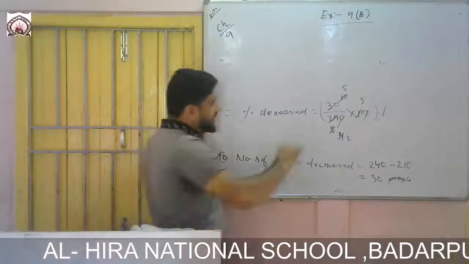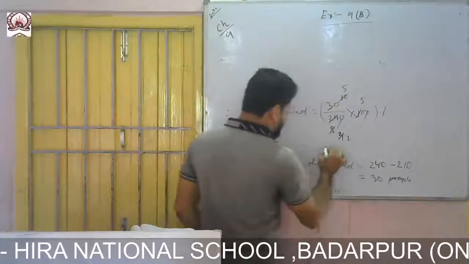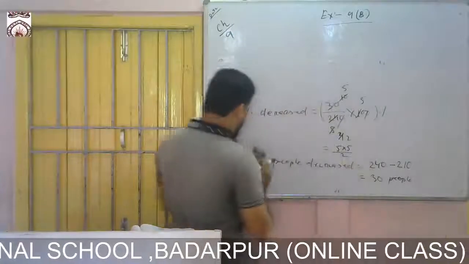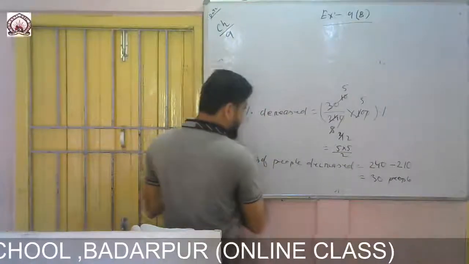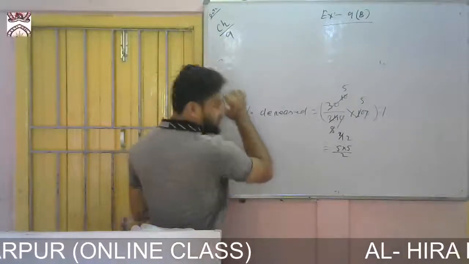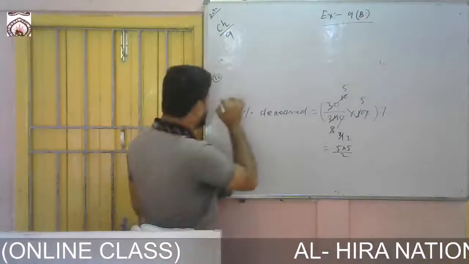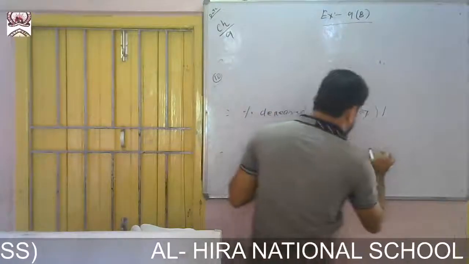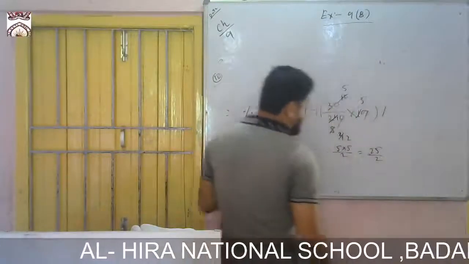So what? Now what? It will be what? 55. Okay, 5 into 5 it is what? 55. Okay, so 55 equals what? 5 into 5, 25. 25 by 2. So it will be what?